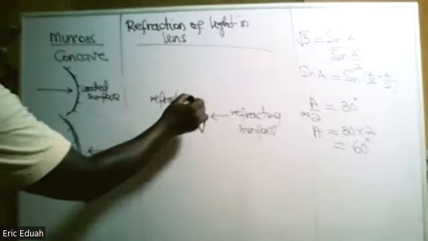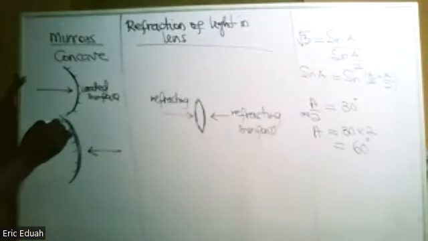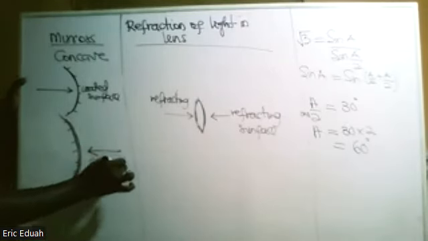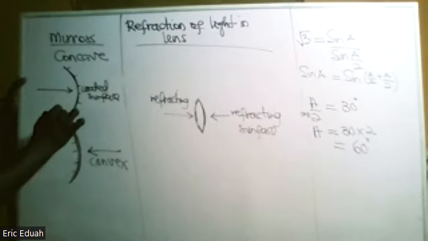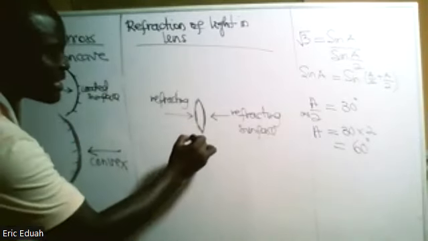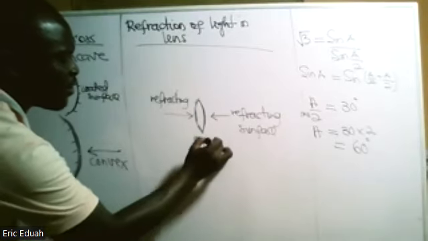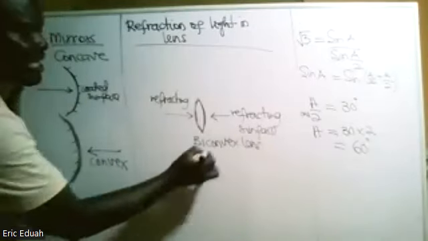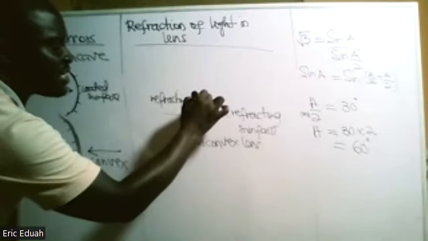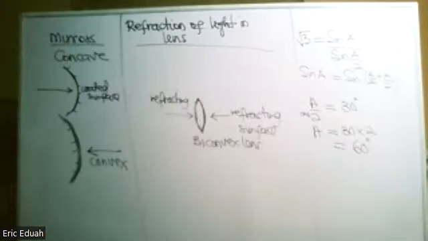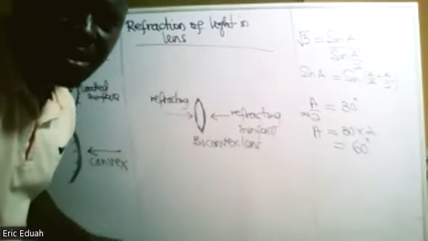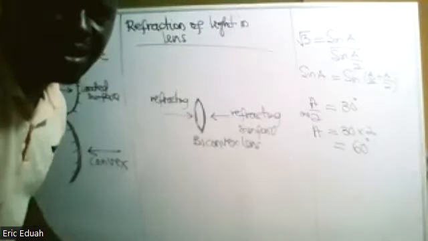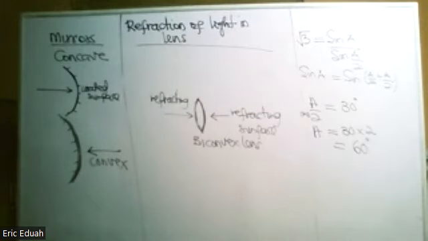Because they curve outwardly, it takes the name of this one. This is a convex mirror because the reflecting surface curves outwardly. And so this is a biconvex lens. It is convex because the refracting surface curves outwardly. Please, are we okay? Are we okay? Yes.